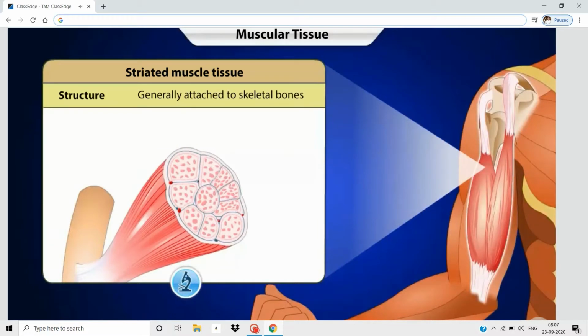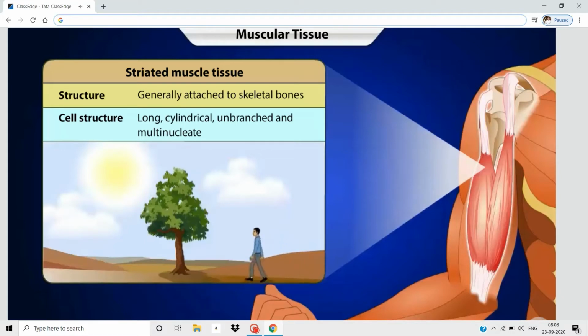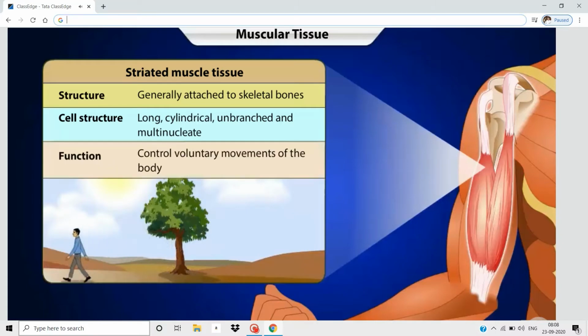Striated muscle tissue is generally attached to the skeletal bones by tendons and is associated with the body's voluntary movements. It is composed of muscle fibers. Under the microscope, the striated muscle tissue show alternate light and dark bands or striations. The cells of this tissue are long, cylindrical, unbranched, and contain many nuclei. Striated muscle tissues provide the force for locomotion and all other voluntary movements of the body.